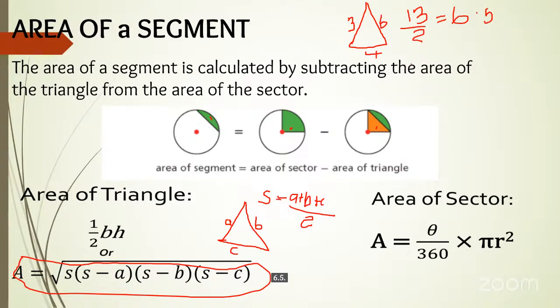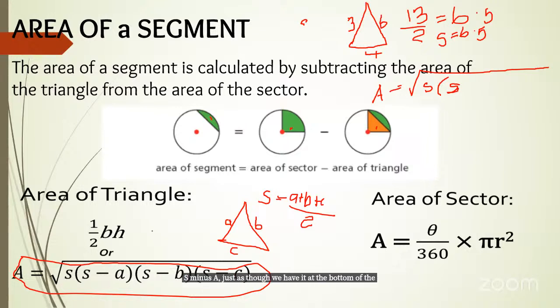6.5. So if we've gotten 6.5, what is 6.5? Semi-perimeter. So S is equal to 6.5. Now the formula is A is equal to the square root of S, open bracket, S minus A, just as we have it at the bottom of the screen. So we are substituting now.